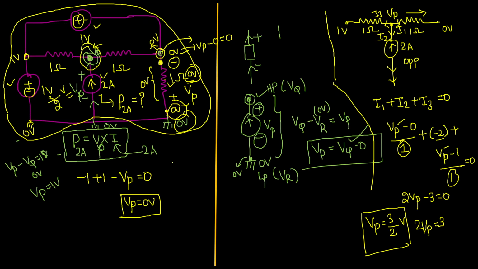Finally, how will you calculate the power delivered by the 2 ampere current source? It will be equal to voltage drop across the current source, 3 by 2, into value of current. So 2 getting cancelled. The power delivered by the 2 ampere current source is going to be 3 watt.